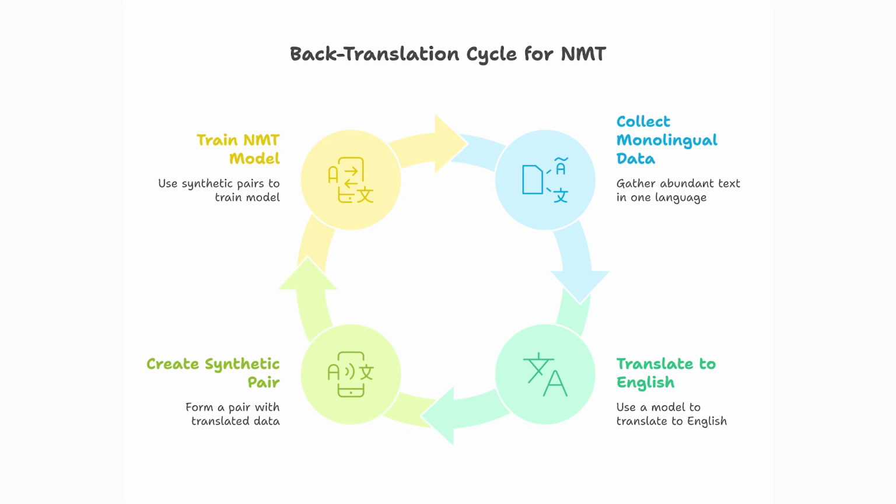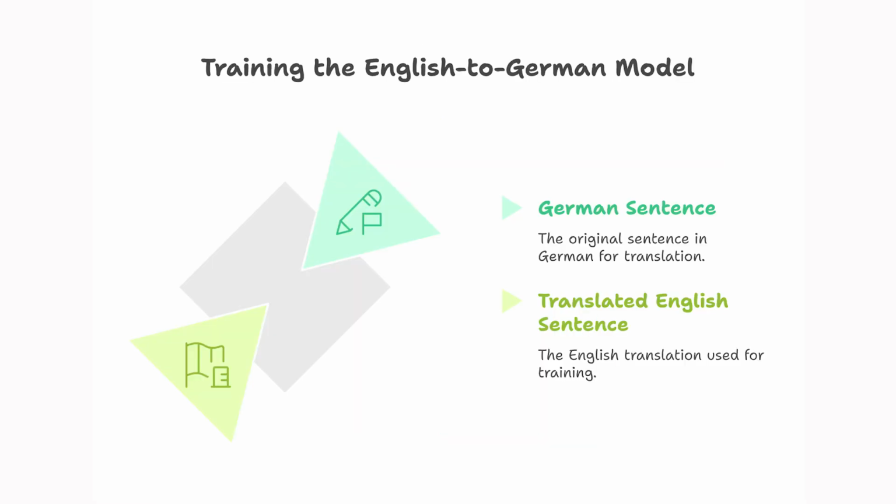We then use this synthetic data to train an English-to-German model. It's like learning by trying to explain something you only kind of understand. You often end up understanding it better. For example, let's say we have the German sentence, "Das Wetter ist heute schön." Our German-to-English model might translate it as, "the weather is nice today maybe." It's not perfect, but it's close enough. We now use "the weather is nice today maybe" paired with "Das Wetter ist heute schön" to train our English-to-German model.